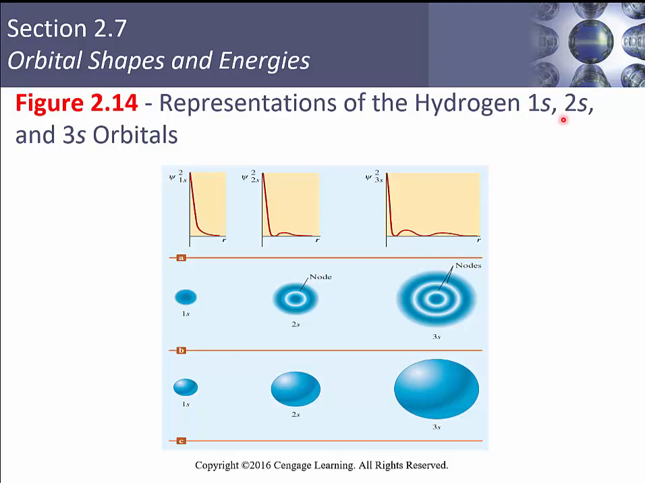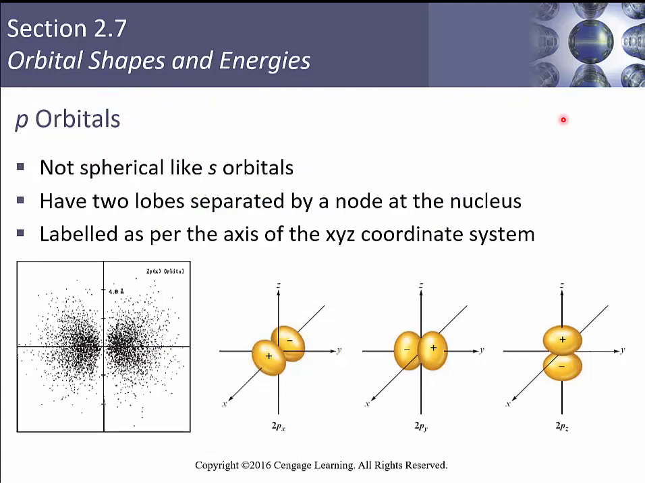Something similar happens when we change the L value. So remember, the L value is related to the shape. So our p orbitals are going to be kind of peanut shaped. They're not spherical like s orbitals. They've got 2 lobes, and they're separated by a node at the nucleus.